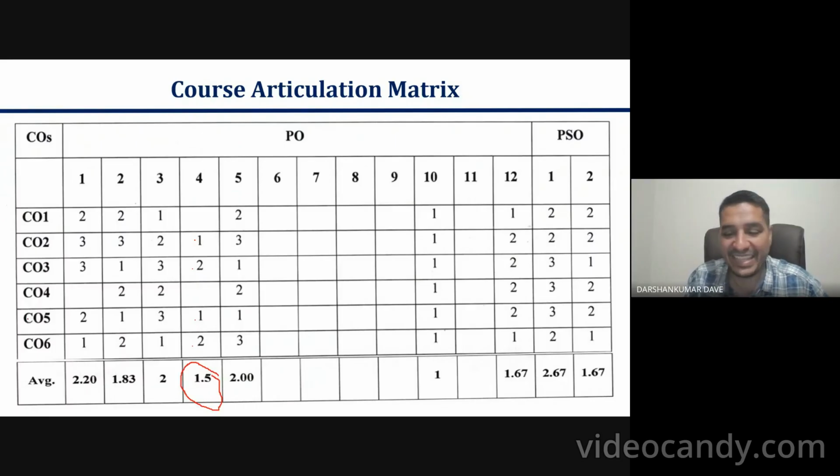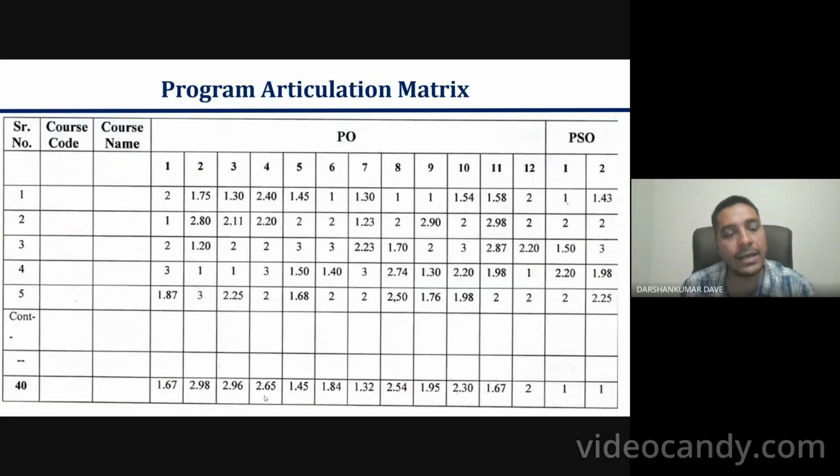So now the next step was, once you have written all the course outcomes and the matrix is prepared, you take the average. This average contributes to the program articulation matrix. So for each course you have taken the average, right? When you write the program articulation matrix, each course is listed with its code, and then the average is taken.